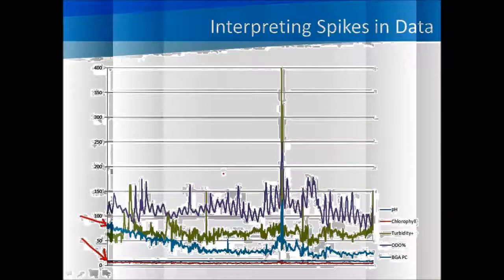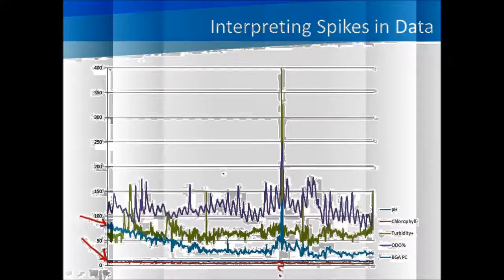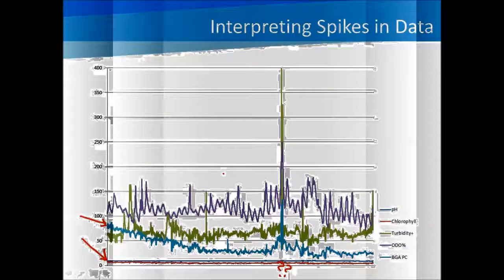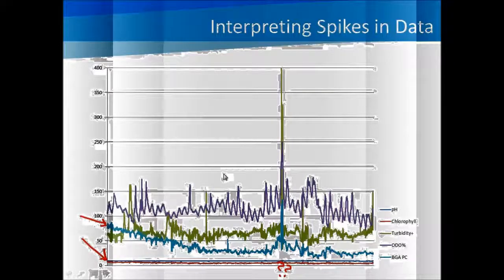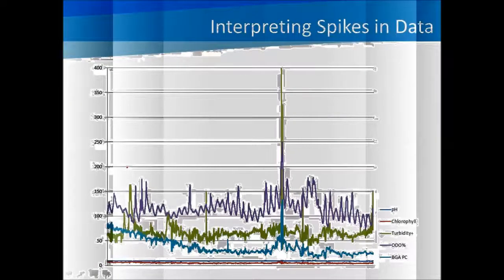Red chlorophyll fluorescence remains relatively constant even during the large cyanobacteria bloom. In this case, if we had only measured algae with a single wavelength, we would have missed the algae bloom completely. This is why it's so important to really excite both the chlorophyll and accessory pigment channels, so that we can properly estimate the total algae biomass.